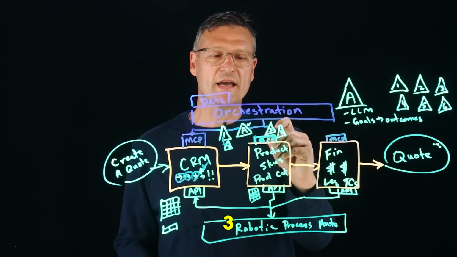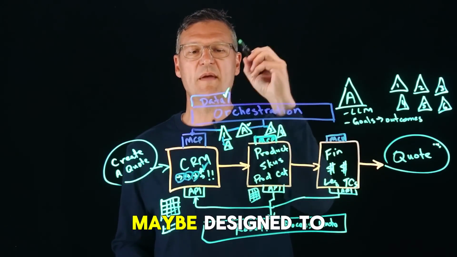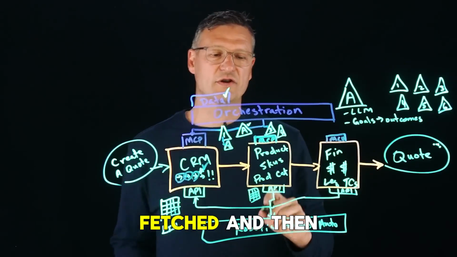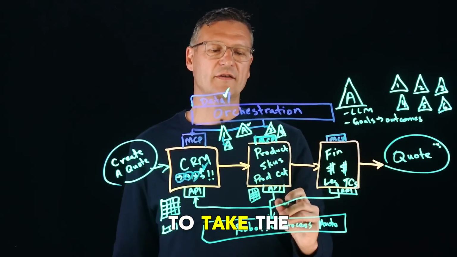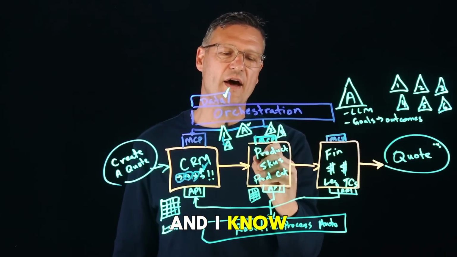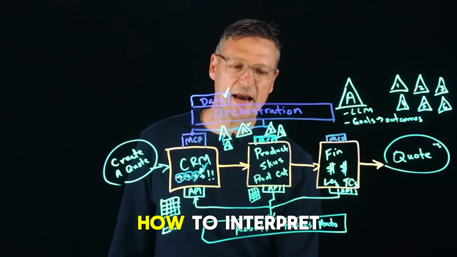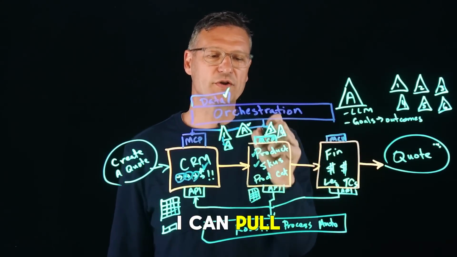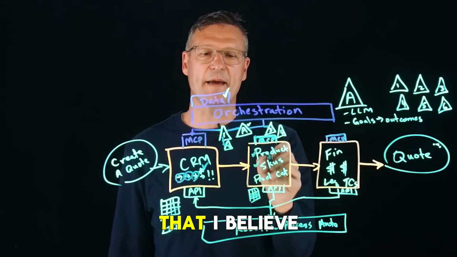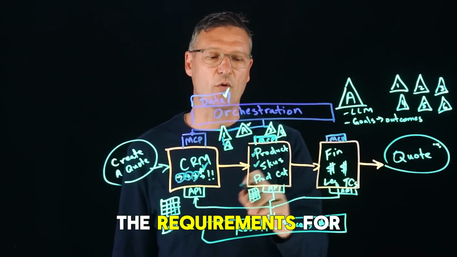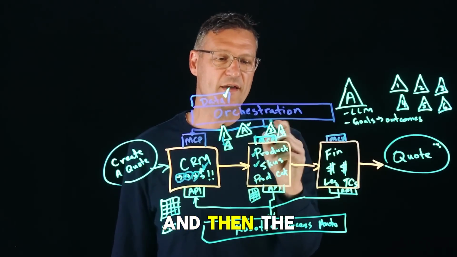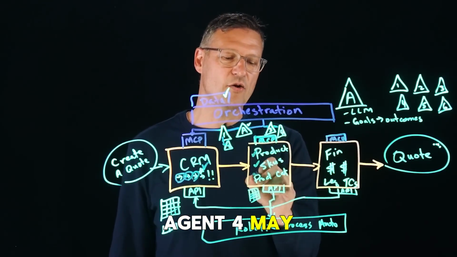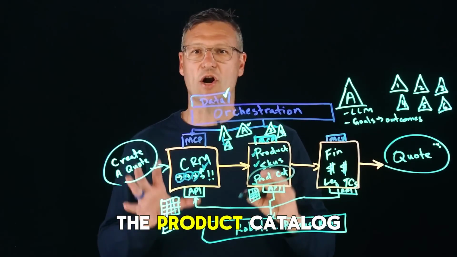So agent 3 may be designed to take a look at the data that agent 2 fetched, and say, okay, I know how to interpret the product SKUs so that now I can pull together a list of SKUs that I believe satisfies the requirements for this customer. And then those may be handed off to agent 4, and agent 4 may know how to come in here and navigate the product catalog.